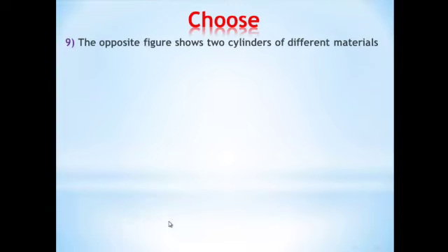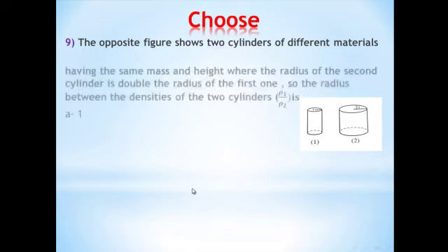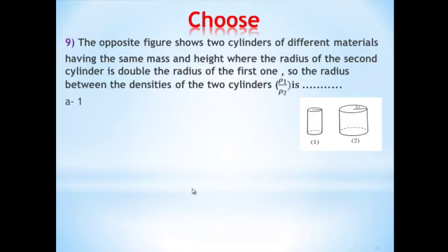Number 9, the opposite figure shows two cylinders of different materials having the same mass and height, where the radius of the second cylinder is double the radius of the first one. So, the ratio between the densities of the two cylinders, rho 1 to rho 2, is A 1, B half, C 4, D quarter. Answer will be, excellent, C.